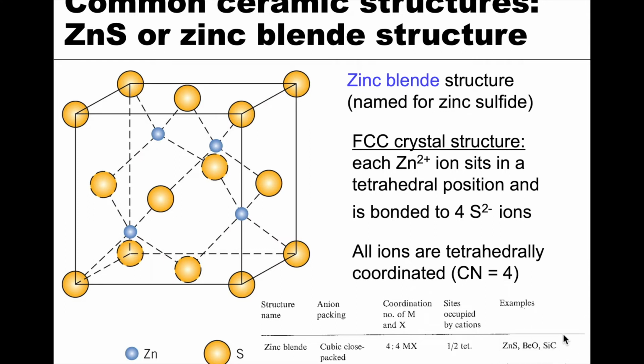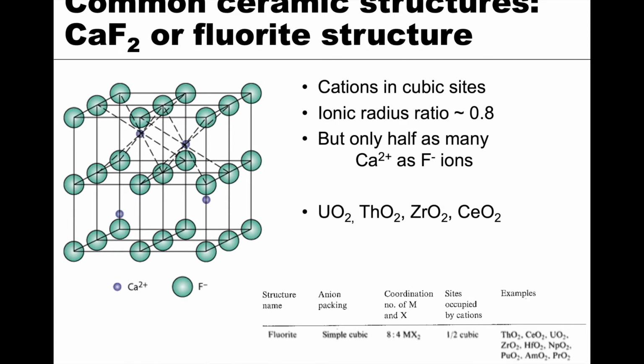The materials that go into these structures are zinc sulfide, beryllium oxide, and silicon carbide. We're going to talk about what makes these similar, but keep in mind that the tetrahedral part is going to be key. Let's look at the next one.